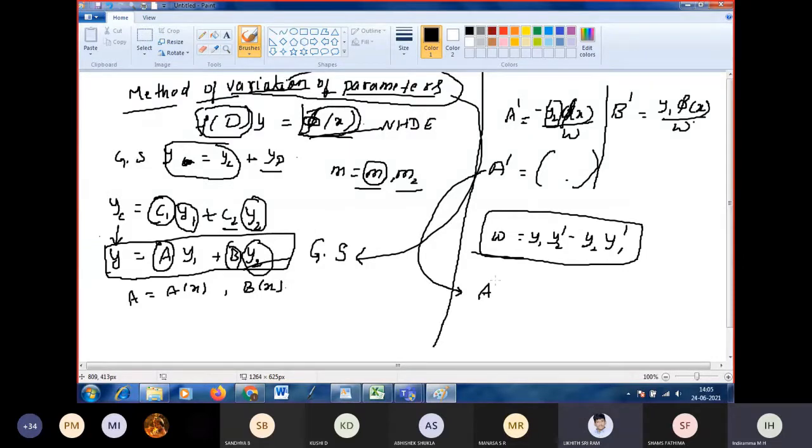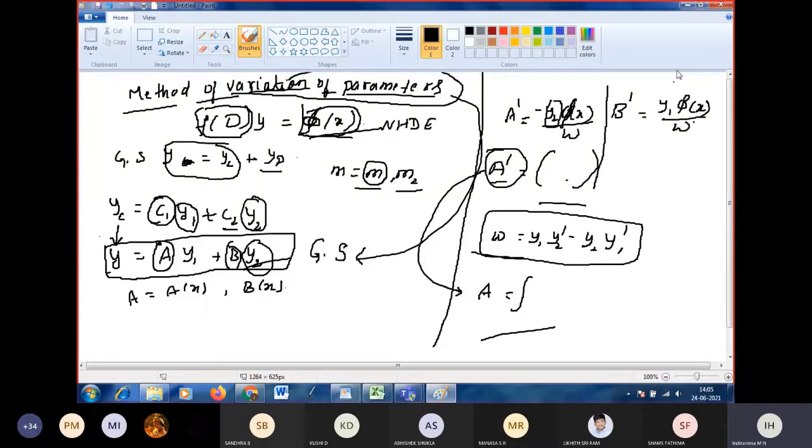Differentiate. What is A and A dash? What is A dash? Differentiation of A. I want A. What can we do to get A from A dash? Integrate. Integration. That's it. So simplify A dash in the RHS. Now integrate on both sides to get A.